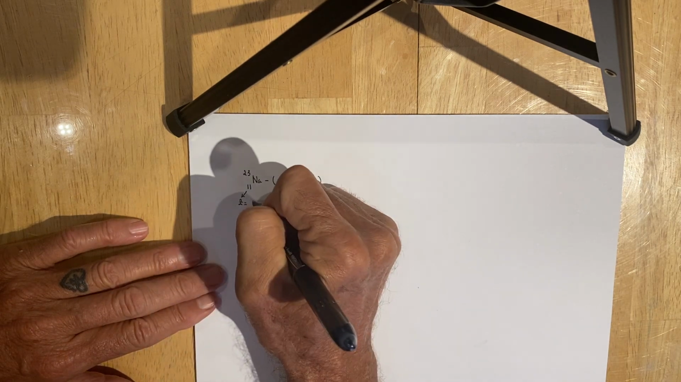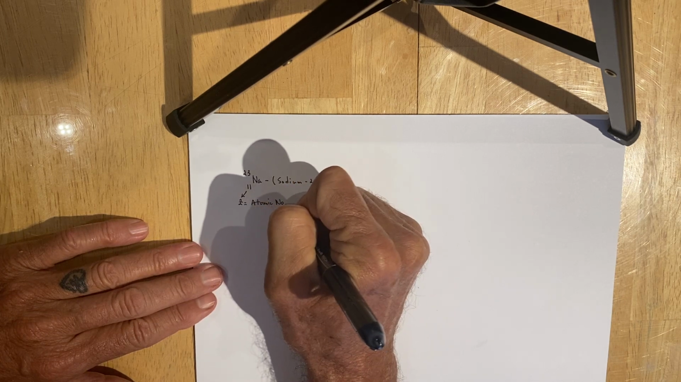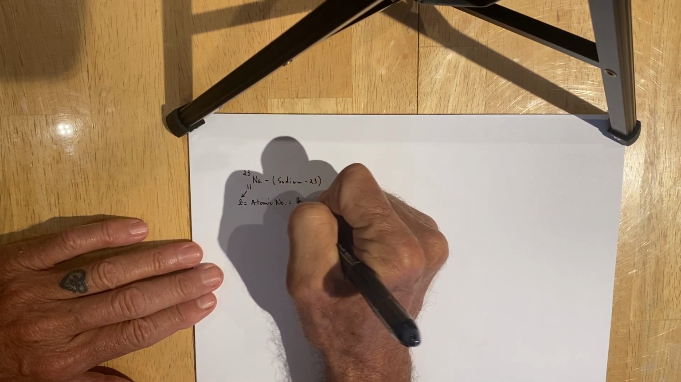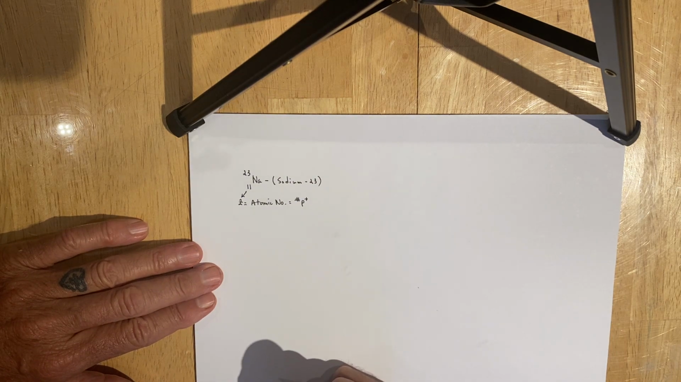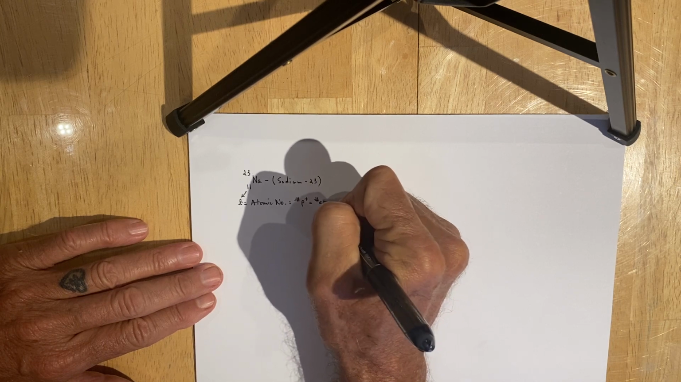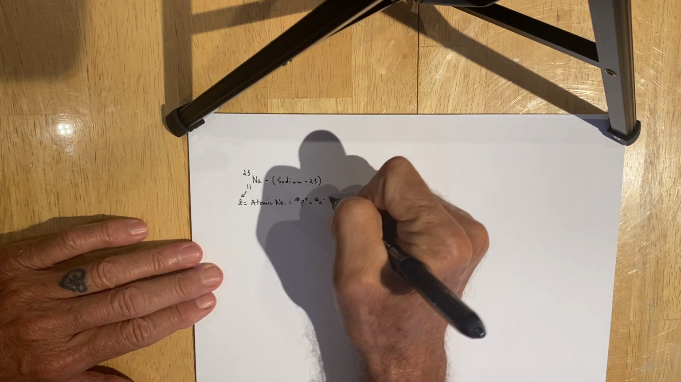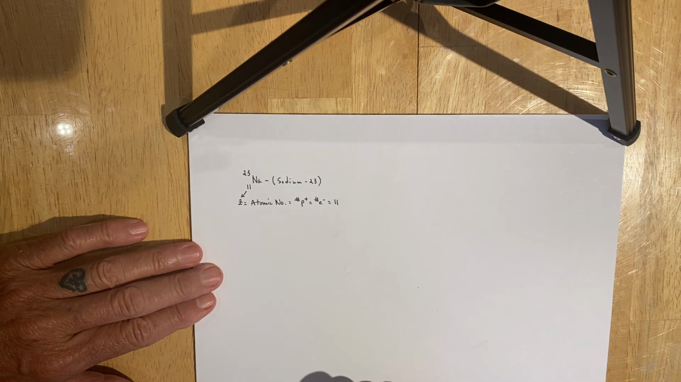Thus, the Z value is equal to the atomic number, which is equal to the number of protons that are positively charged, which is also equal to the number of electrons which are negatively charged, and in this case, those numbers are 11.